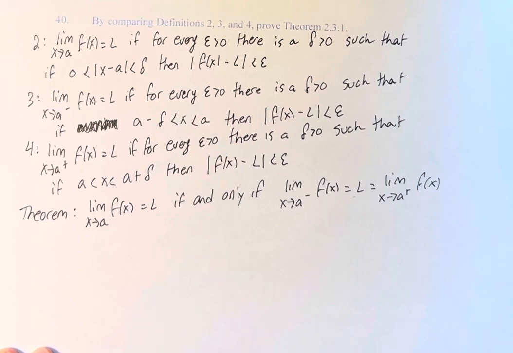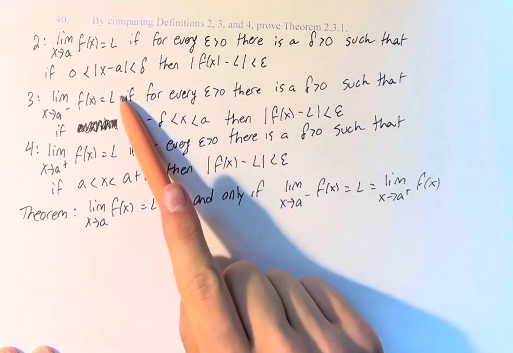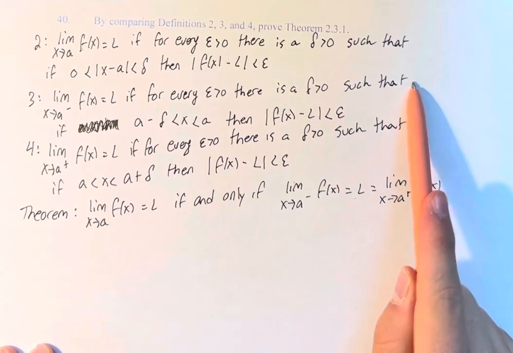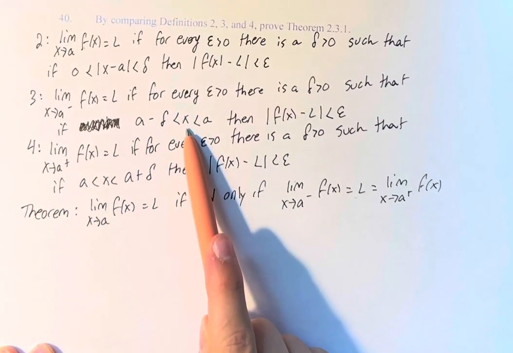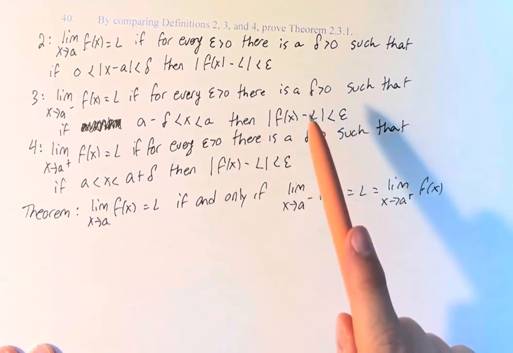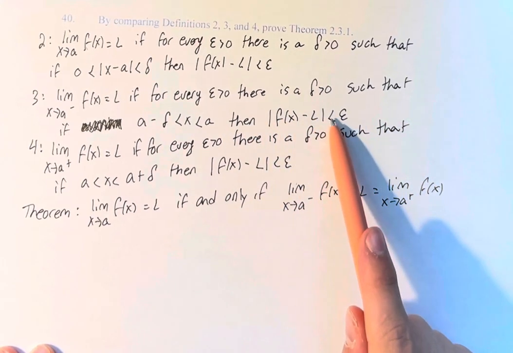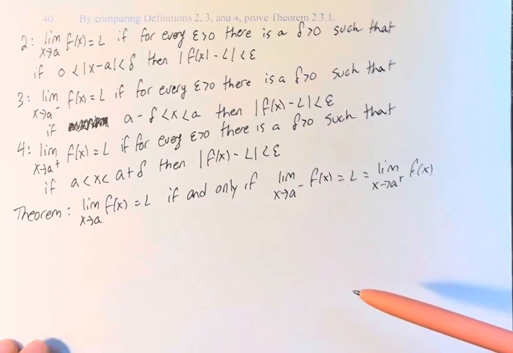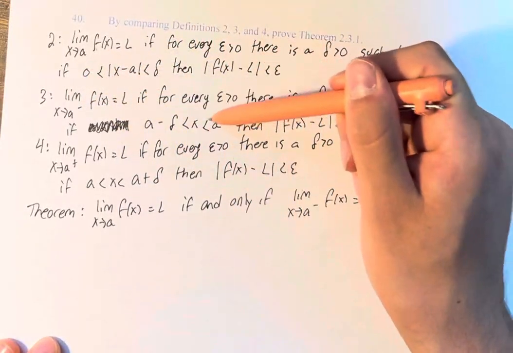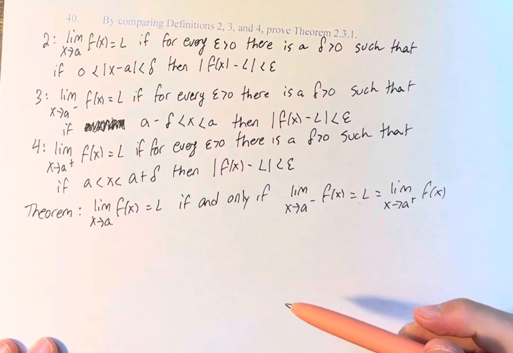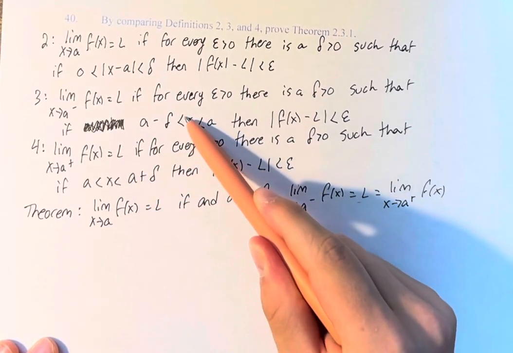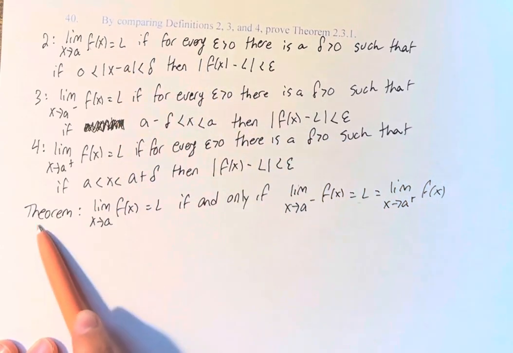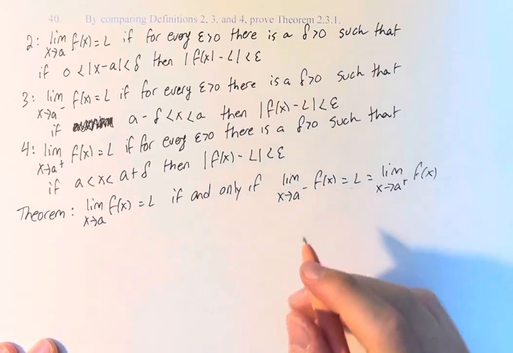Well, they are basically saying that for every epsilon there is a delta such that if some range of x's is true, then the absolute value of f of x minus L is less than epsilon, right? These definitions are identical except for this little bit here, which is different for all of them. So you can basically say if this plus this is equal to this, then the theorem is true. So what do we have here?